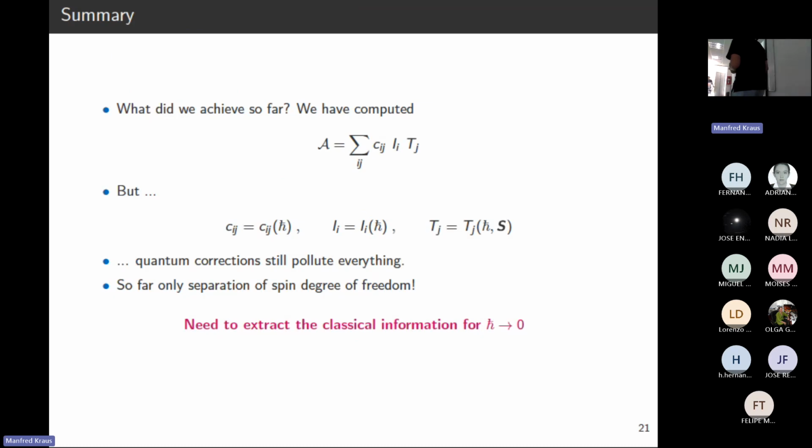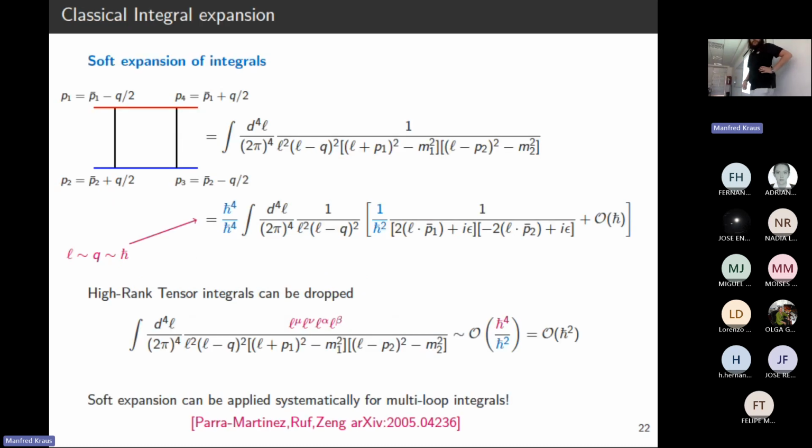So what we have achieved so far: we have written our amplitude in terms of coefficient functions, we have master integrals, and we have our string tensors. However, all of these things, the coefficients, the integrals, and the tensors depend on h bar. And the tensors in the end are also functional with the string. So now we somehow have to dig this out. So we have to send h bar to 0 and expand our quantum amplitude. How do we do this?